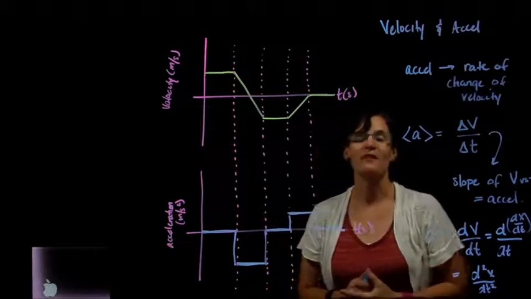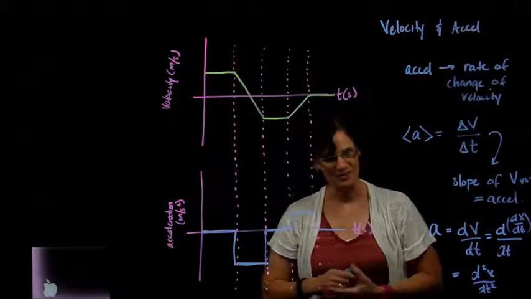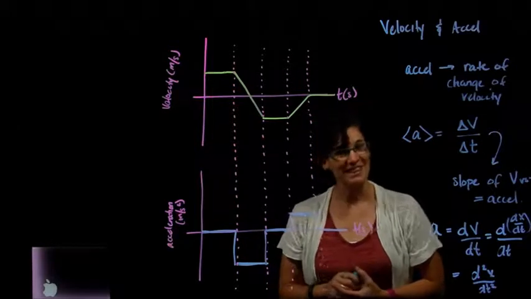So our acceleration is the derivative of the velocity function, of the velocity relationship, and since the velocity is the derivative of the position relationship, our acceleration is the second derivative of the position relationship. All right, good job.